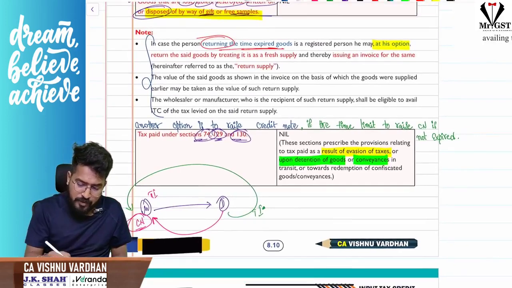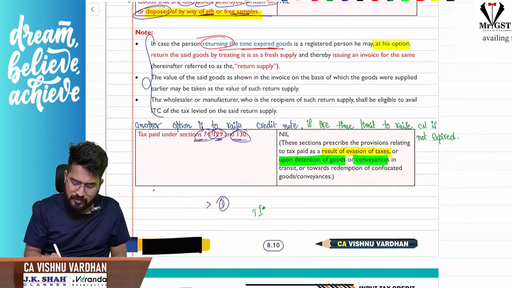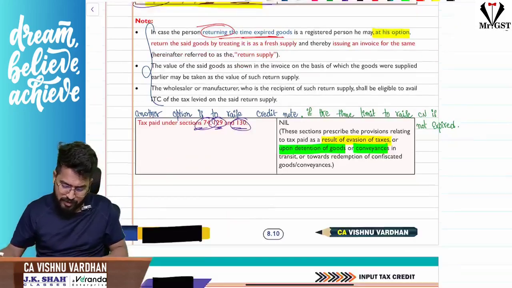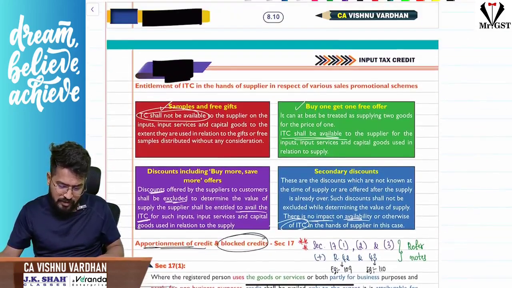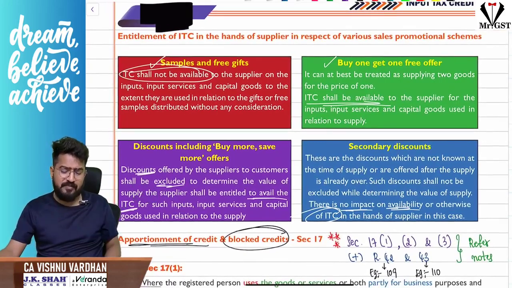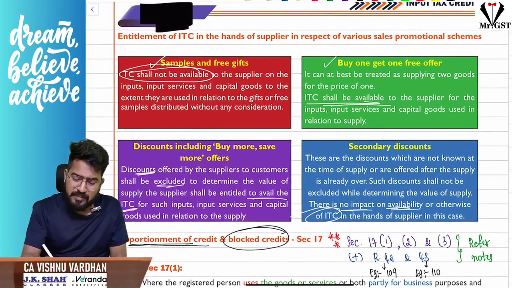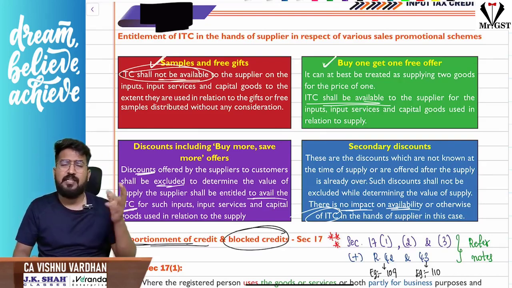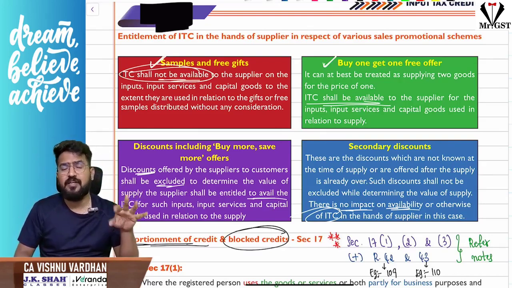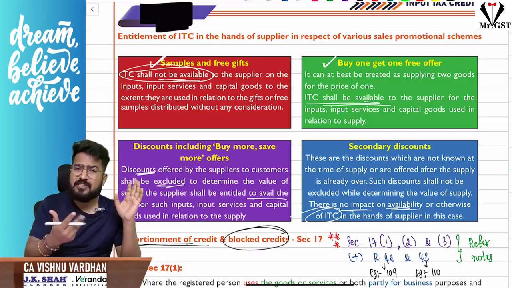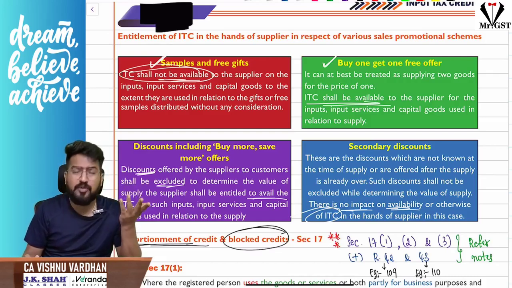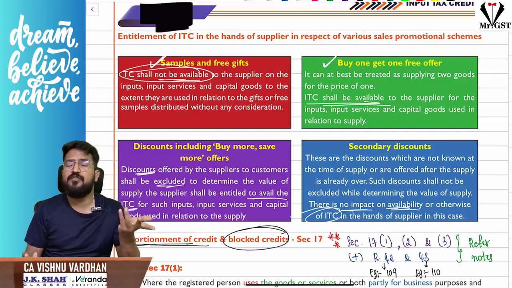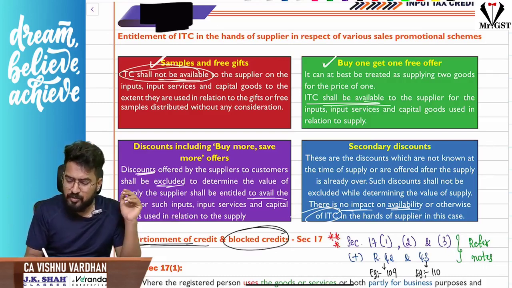Okay, so with this we are done with section 17 subsection 5, blocked credits. And one more thing here, sir, samples and free gifts. Whatever I'm buying for samples and free gifts, ITC is not available. Sir, buy one get one free. See, I'm selling one 5-star and giving one 5-star free. On my purchases, should I reverse any ITC? Not required, because it is just like a 10 rupees 5-star that I am selling for 5 rupees. There is output tax, so ITC shall be available. No need to reverse anything.